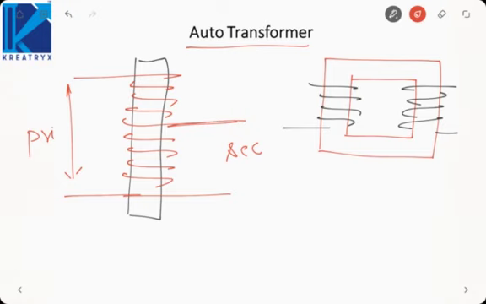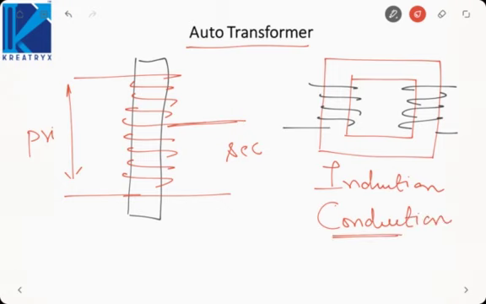Since some part of the winding is common between primary and secondary, some current will be flowing from primary to the secondary winding. That is, there is conduction between primary and secondary. As in a normal transformer, here also we will have induction between primary and secondary, but due to the common part of the winding there is also conduction. So here we have induction as well as conduction. There are two mechanisms for power transfer in an auto transformer: one is by means of induction, the other by means of conduction.